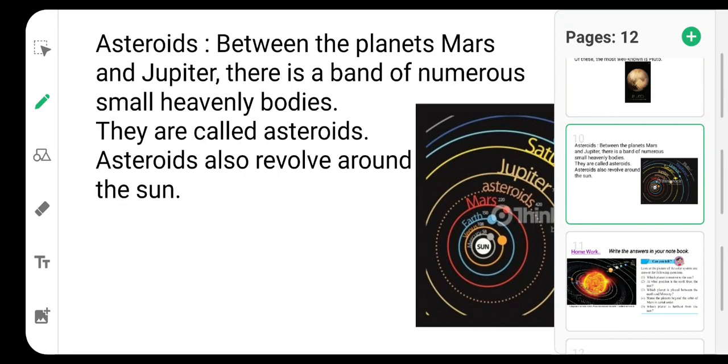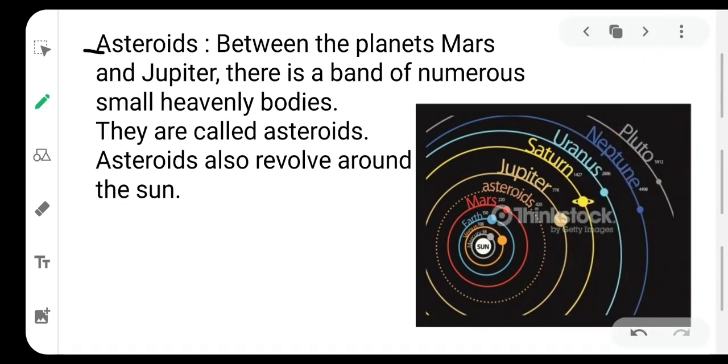Now, we will study about asteroids. What are asteroids? Between the planets Mars and Jupiter, there is a band of numerous small heavenly bodies. They are called asteroids. You can see between Mars and Jupiter in this figure, here are asteroids. This is Mars, this is Jupiter. The dots are asteroids, the ones in the middle.